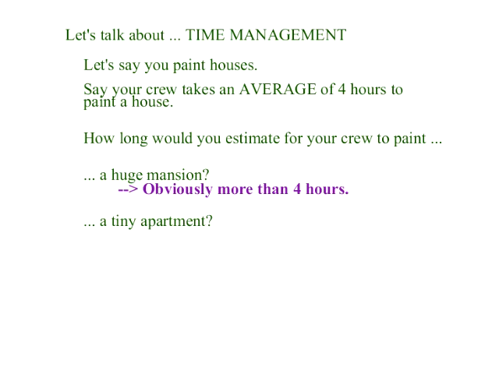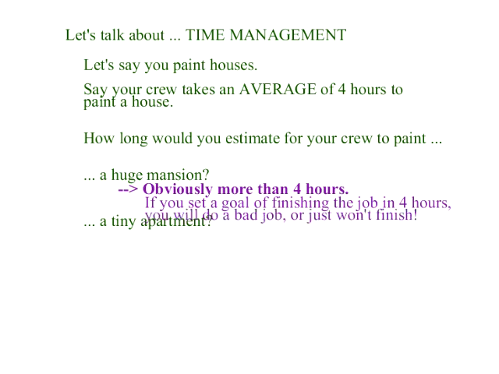More to the point, if you set a goal of painting a gigantic mansion in 4 hours, what's going to happen? You're going to do a really terrible job of painting the house. Finishing the job in 4 hours, you will do a bad job, or you just won't finish. And if it's a tiny apartment, this is not going to take 4 hours. If it does, then what is your crew doing? Two hours of cigarette break or something. So obviously less than 4 hours.